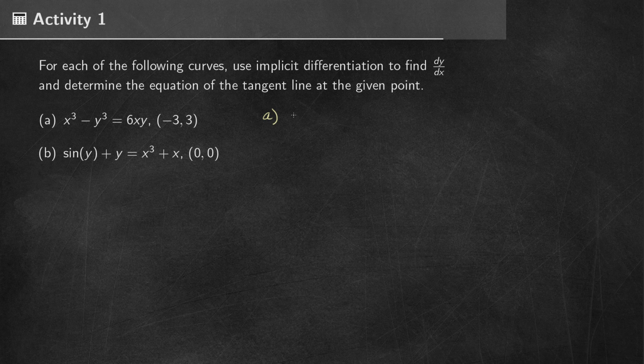The derivative of x cubed is 3x squared, minus the derivative of y cubed is 3y squared times dy/dx, equals the derivative of 6 times x times y. I'm going to use product rule, treating 6x as my first factor, y as my second factor. So the derivative of the first is 6 times the second plus the first times the derivative of the second. The derivative of y is 1 times dy/dx. So there's my derivative equation.